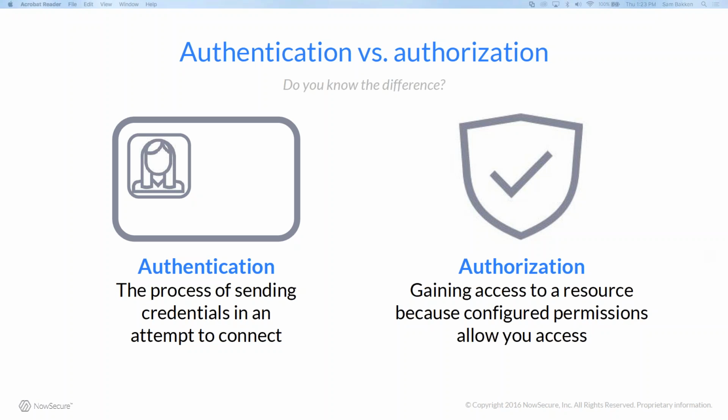All right, before moving on, let's quickly review the difference between authentication and authorization, because that is something that a lot of folks actually get confused. So authentication is the process of sending credentials in an attempt to connect to a server. Authorization, on the other hand, is the act of gaining access to a resource because the permissions configured on it allow you that access. So just because you can authenticate to a system doesn't mean that you have full authorization to use all of the resources of that system. And that'll become more important as we continue the testing discussion.